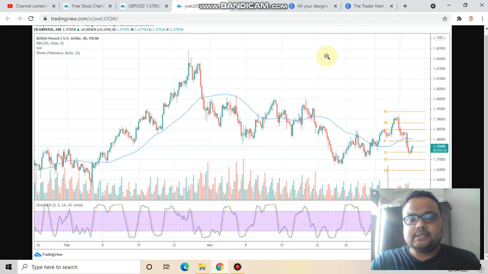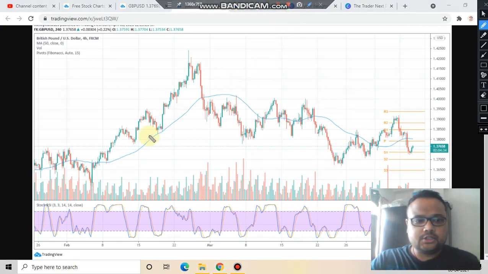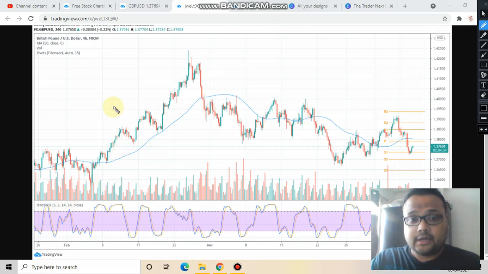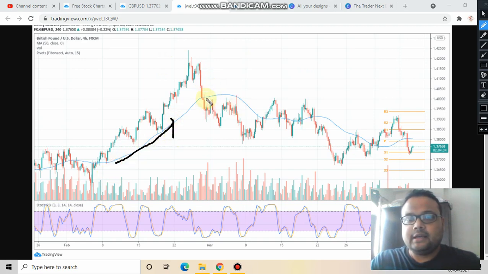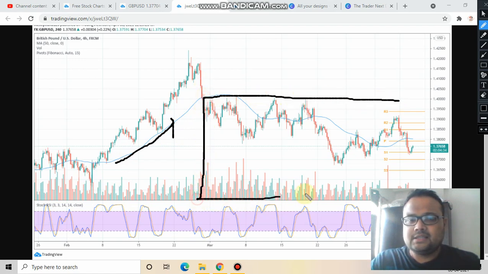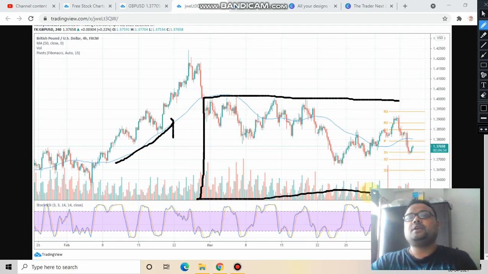This is the overall chart of GBP USD. I have zoomed out, and this is the chart of GBP USD for the last 2 months. You can see that market was trending before, and after that market fell, and since this portion market is not giving us any clear picture.